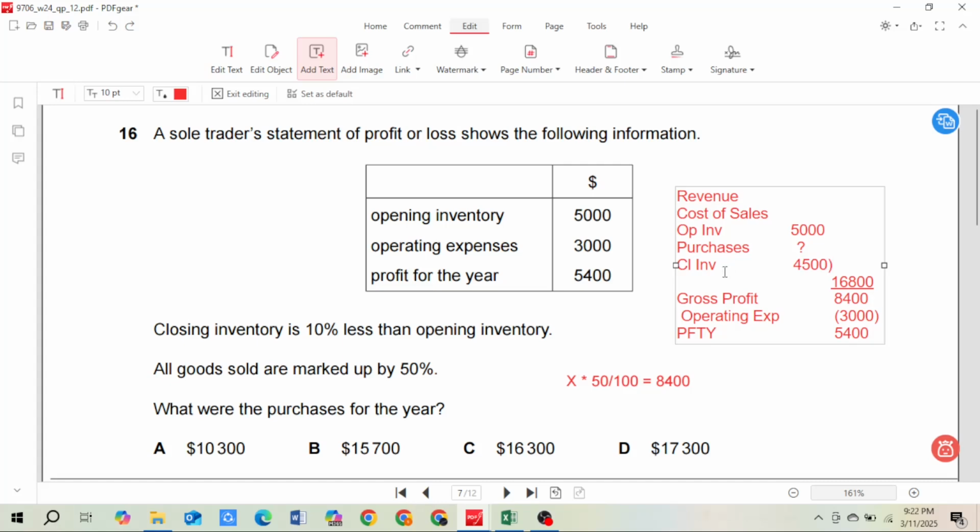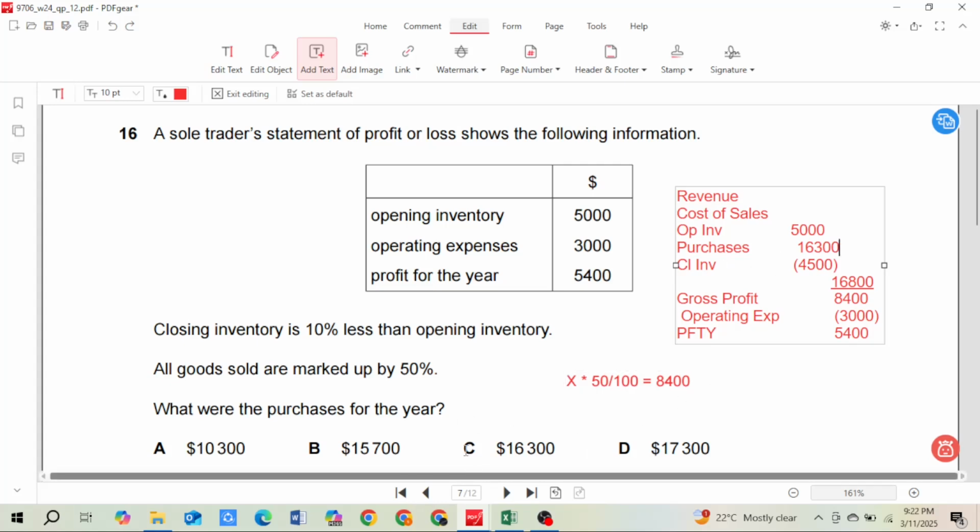So closing inventory is normally subtracted to find out the cost of sales. Right now cost of sales is 16,800. Okay, so if I want to find out the purchase, we'll just go in reverse order. So we'll add this and subtract this one to find out the purchase from the cost of sales. So 16,800 plus 4,500 minus 5,000 will give you 16,300. So this is your 16,300 purchase. The correct option is C.